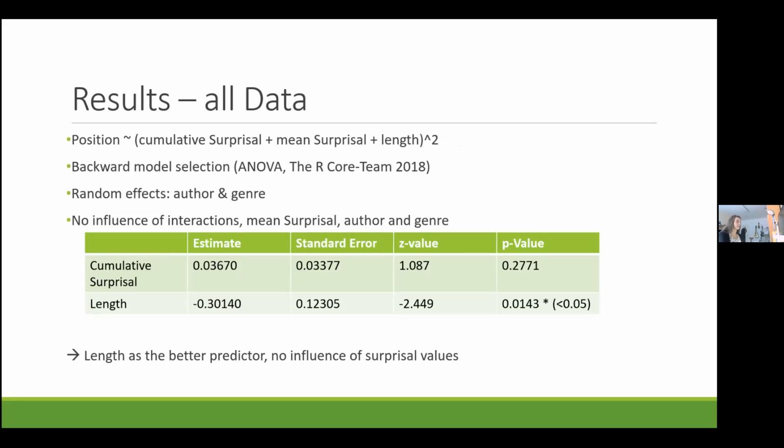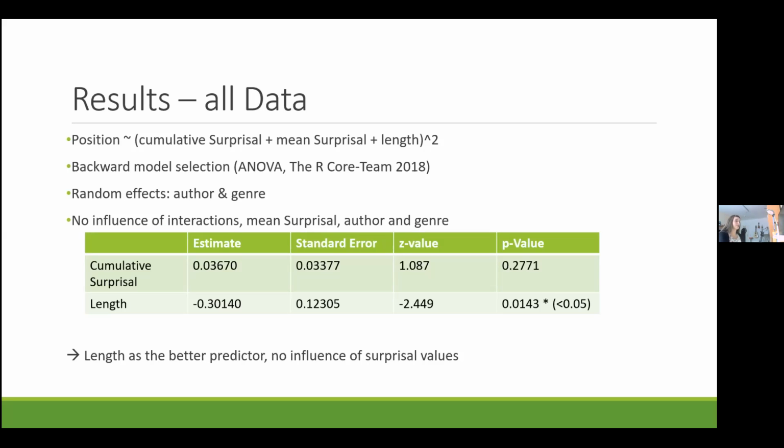When we looked at the whole data, we also included two random effects of the authors and the genre. And we found that neither the interactions nor the mean surprisal value nor author or genre has any influence on the position of those prepositional phrases. And especially for author and genre, this is quite nice. So we see that what we find is not just attributed to writing style differences.